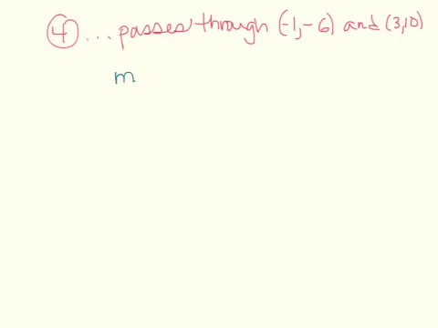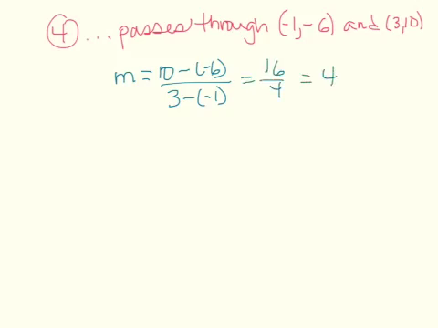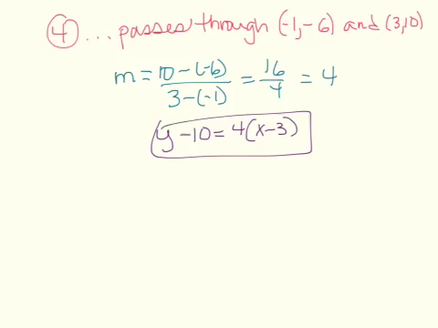Okay, so if you remember, your first step is to use your formula for slope and find out what you get for that. So I'm going to end up with 16 over 4, which gives me slope of 4. Now you can write 2 possible answers. The first possibility is y minus 10 equals 4 times x minus 3. Second possibility is y plus 6 equals 4 times x plus 1.